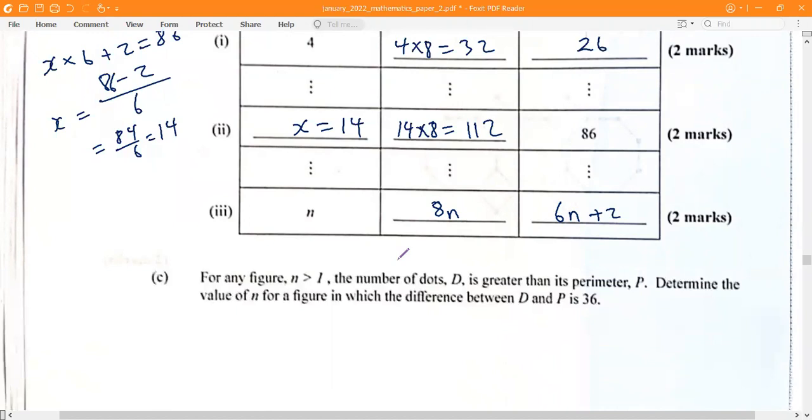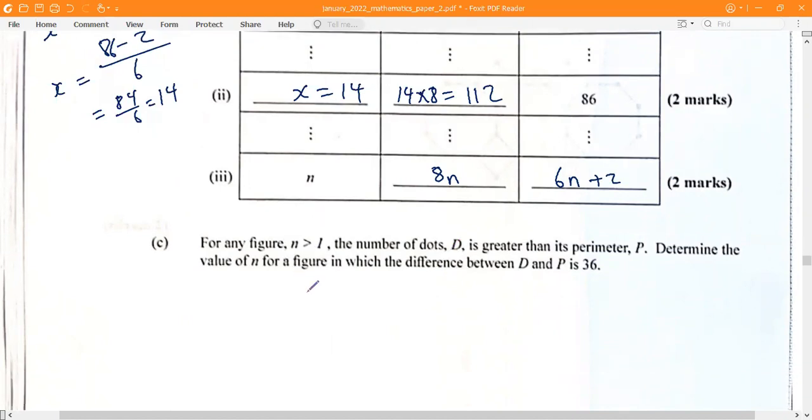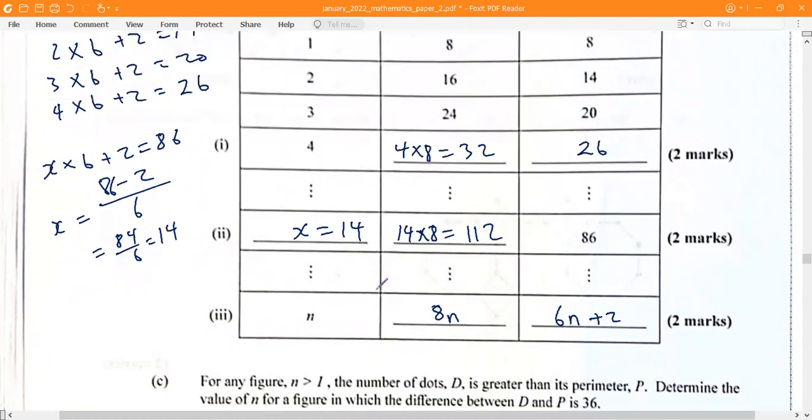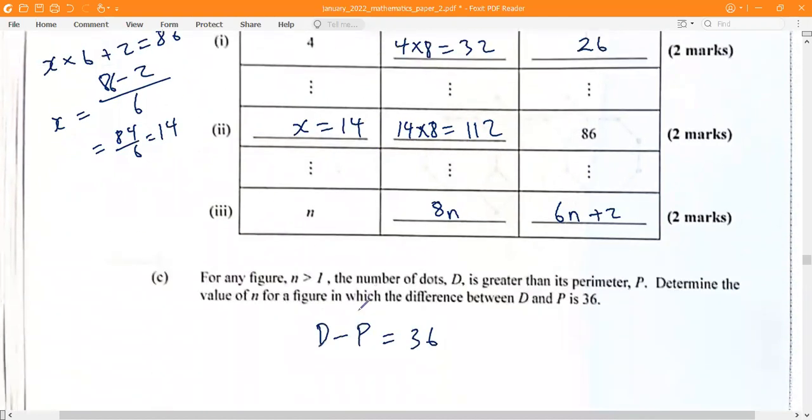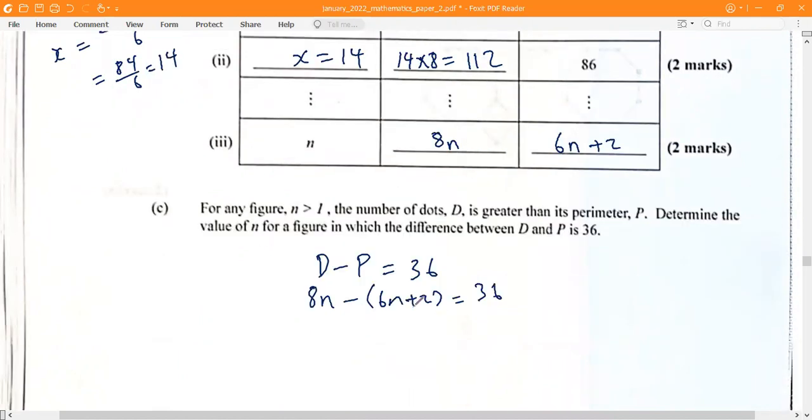For any figure n greater than 1, the number of dots d is greater than its perimeter p. Determine the value of n for a figure in which the difference between d and p is 36. So the difference between d and p is d subtract p. Remember, d is more than p, and we get 36. So d is the number of dots, which is represented by the algebraic expression 8n, and the perimeter is 6n plus 2. That is equal to 36. So let's solve for n now.